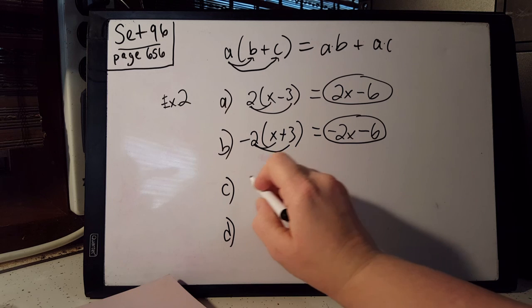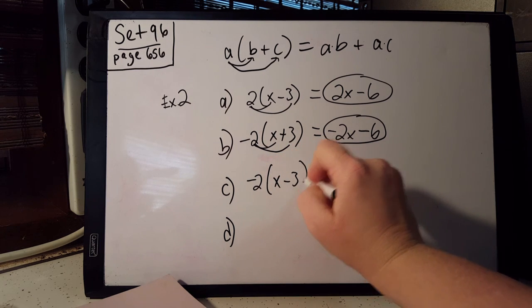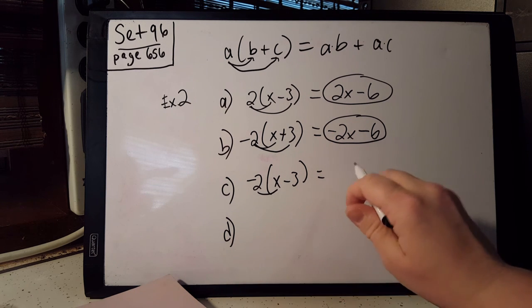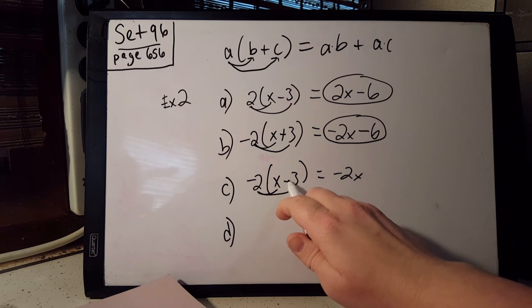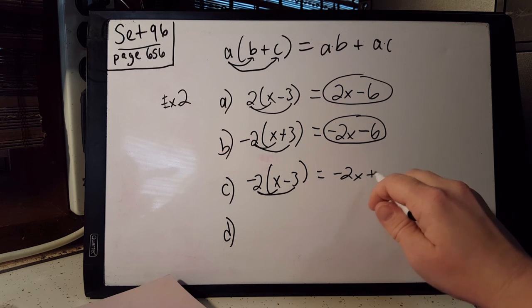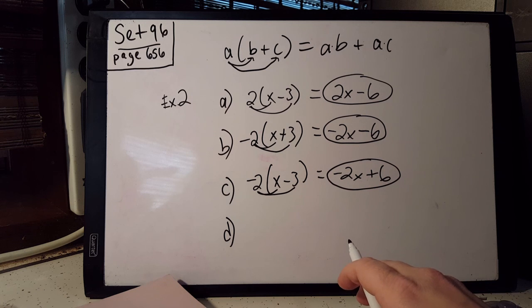Okay, C says negative 2 times x minus 3. Again, we do negative 2 times x, which is negative 2x, and then negative 2 times negative 3. You have to think of the minus as a negative. A negative times a negative is a positive. 2 times 3 is 6. So that's how we get that one there.